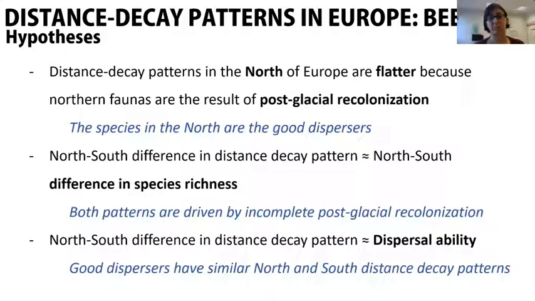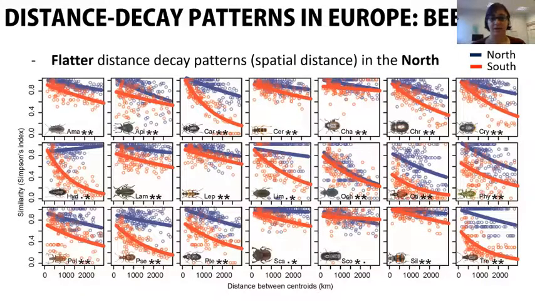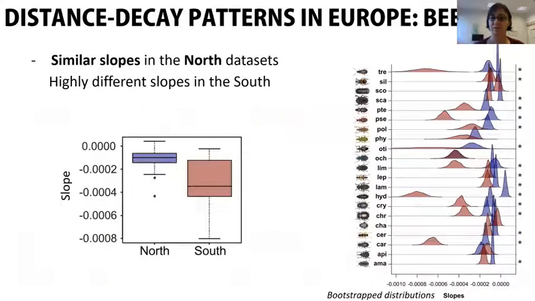So good dispersers would be the ones which would have more similar distance decay patterns in the north and in the south. So basically we saw all that. We confirmed our hypothesis, but I will show you in more detail. So with these 21 different beetle taxa, we observed that the distance decay patterns in the north were flatter, but not only that, they were also quite similar. So the difference in the distance decay patterns came from the differences among taxa in the slope in the south.